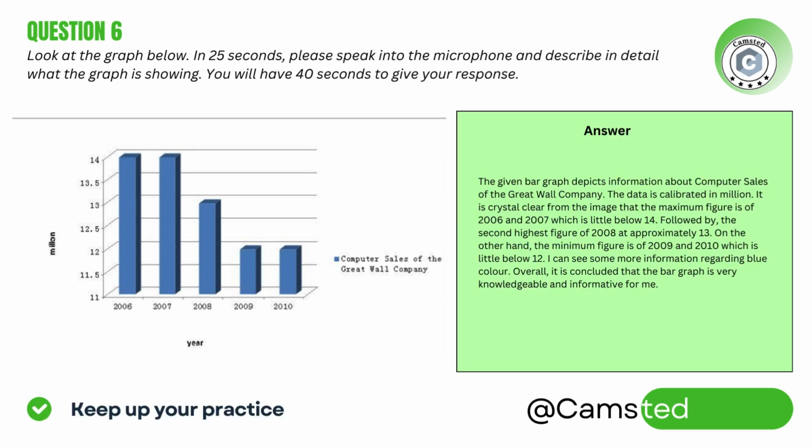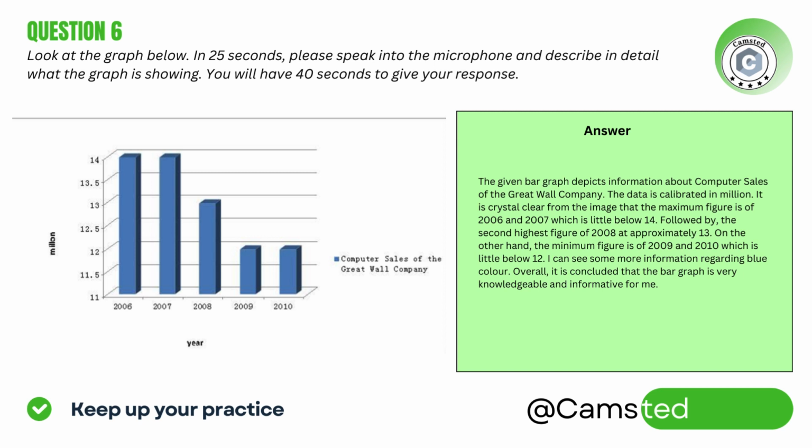The given bar graph depicts information about computer sales of the Great Wall Company. The data is calibrated in million. It is crystal clear from the image that the maximum figure is of 2006 and 2007, which is little below 14. Followed by the second highest figure of 2008 at approximately 13.